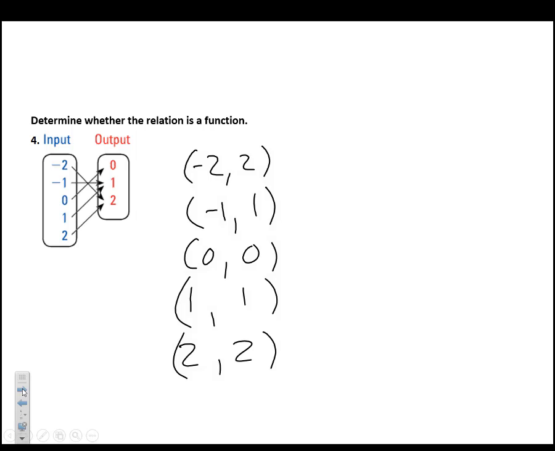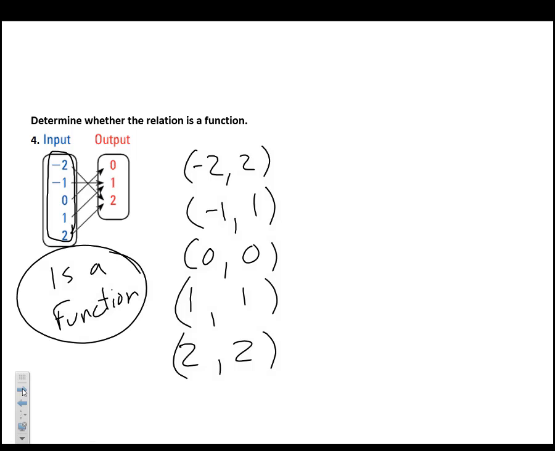Okay, so some of you might think that this is not a function. However, there is only one arrow coming from each input. It doesn't matter if we have multiple inputs that have the same output. That's okay. Each input has exactly one output. So this is a function. Go ahead and copy that down and join us on our quick writes.